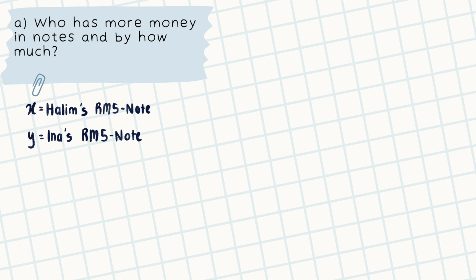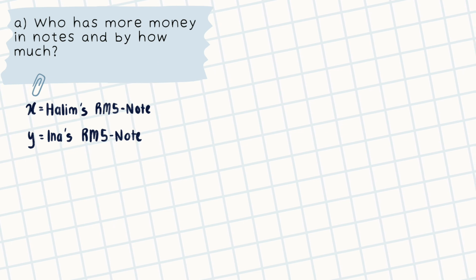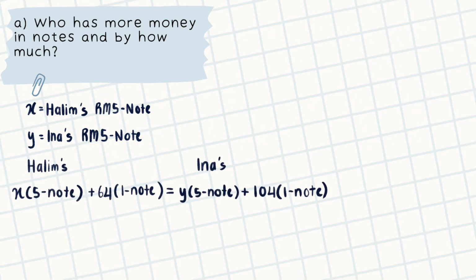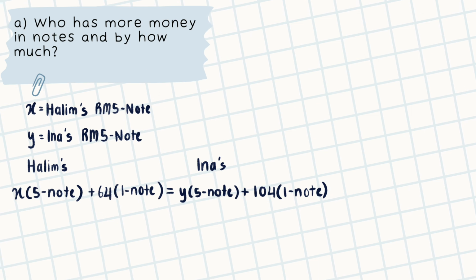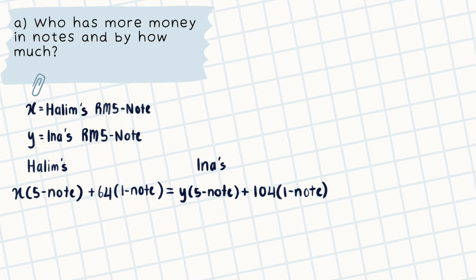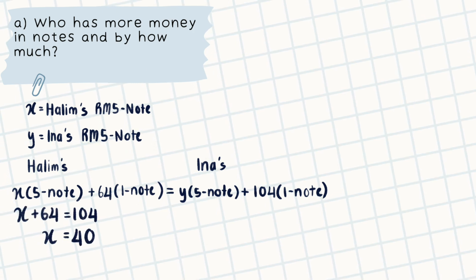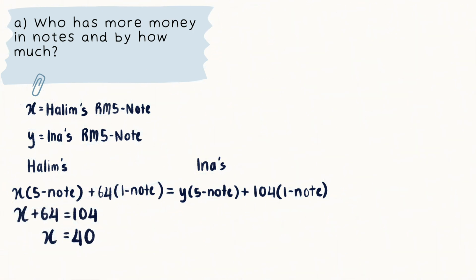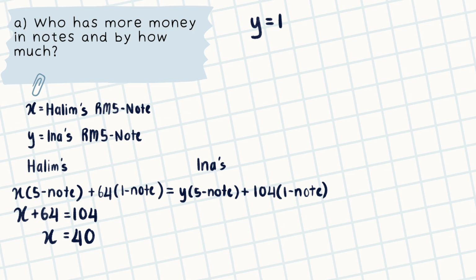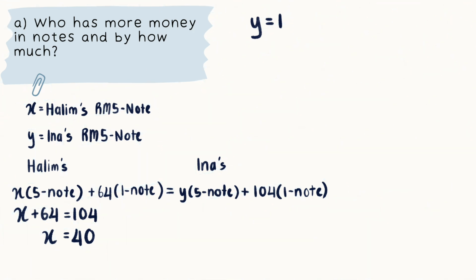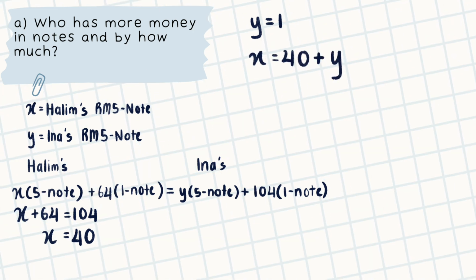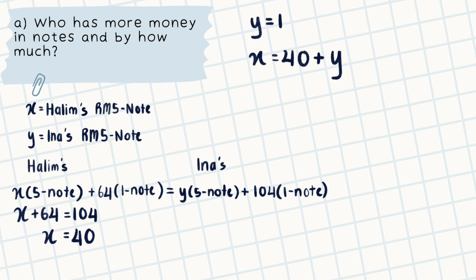Let's say X is the number of Halim's RM5 notes and Y is Ina's, since we do not know the answer. From the question, we can say that Halim and Ina have the same number of notes, therefore we can write it as. Let's figure out the value of X first. Assume that Y equals 1, then we write the previous equation like this without including the RM1 notes.